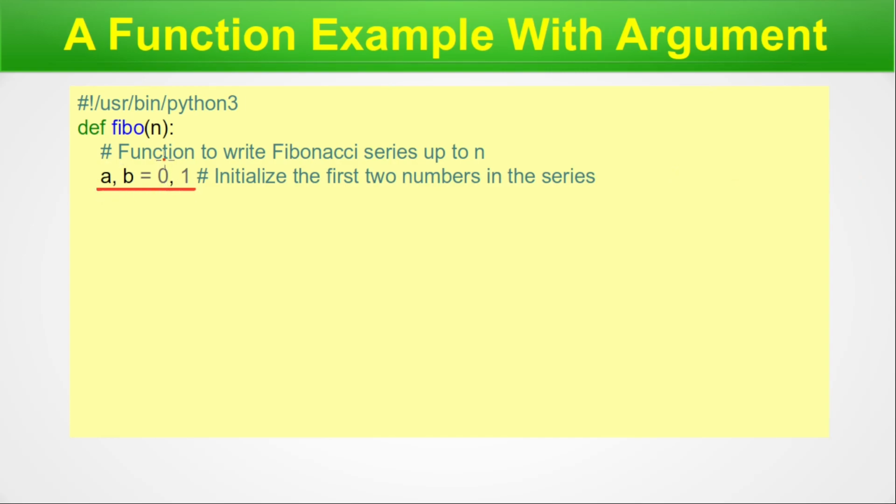So at the next point, we have the initialization of the two variables a and b, and we have 0 for a and 1 for b. This you can do together. That means you are assigning a and b together. So initialize the first two numbers in the series. Next, print Fibonacci numbers less than n. We'll print it. We write a while loop, a less than n.